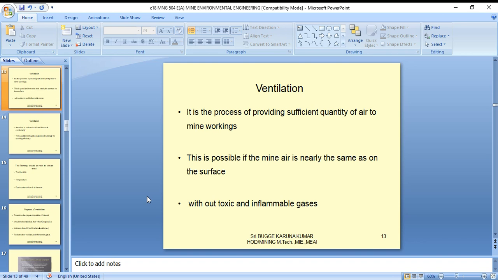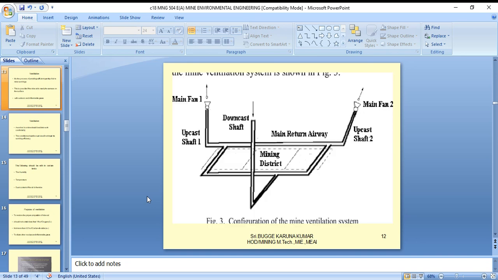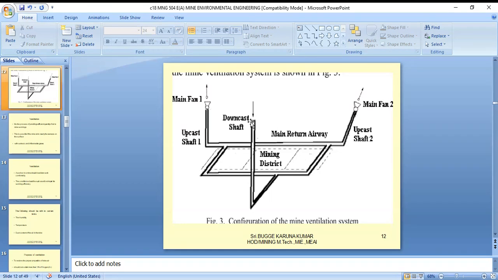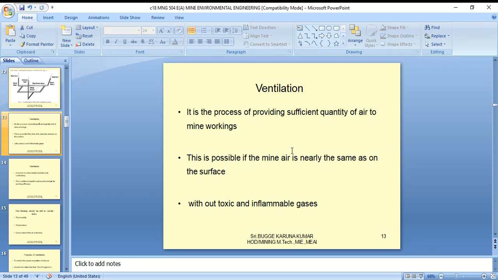Ventilation is a process of providing sufficient quantity of air to the mine workings. Here the challenge is how much quantity and pressure will be generated at the downcasting shaft, and how to distribute it in sufficient quantity; that is the main agenda. The quantity of air in mine workings is the basic priming activity of the ventilation network. The mine air should be nearly the same as on the surface, without toxic and inflammable gases.